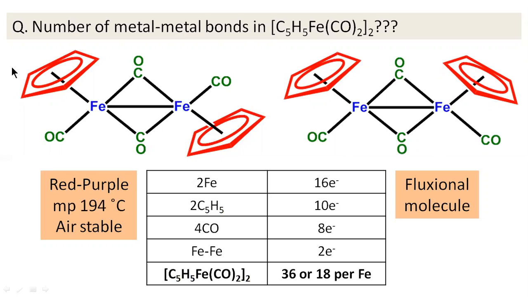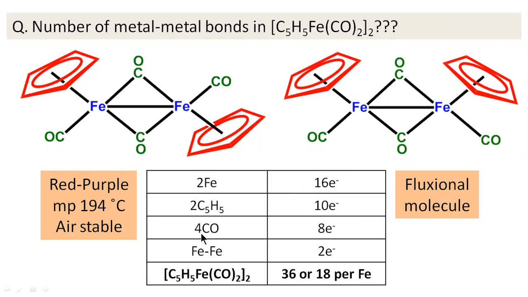Now this is the actual structure which I have taken from the book, but even without looking at the structure we can calculate the number of electrons it will give to the framework. There are 2 irons, and they contribute a total of 2 into 8, 16 electrons. This is a Cp ligand, coordinating in the form of eta 5, so it will contribute 5 electrons each. So in total I have 10 electrons.